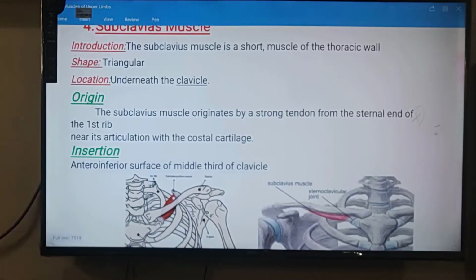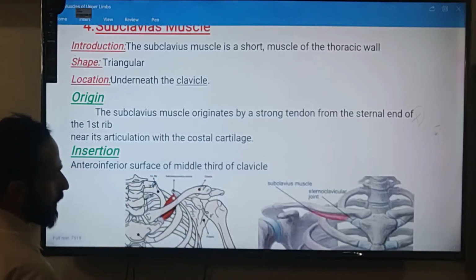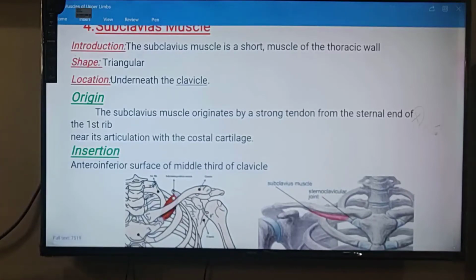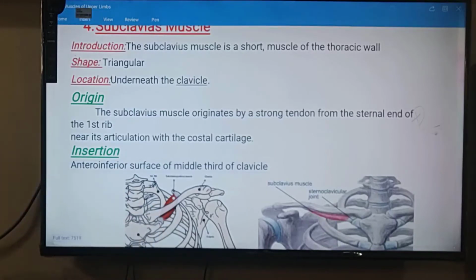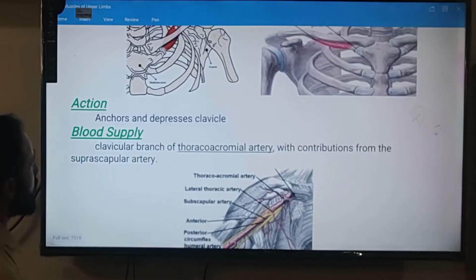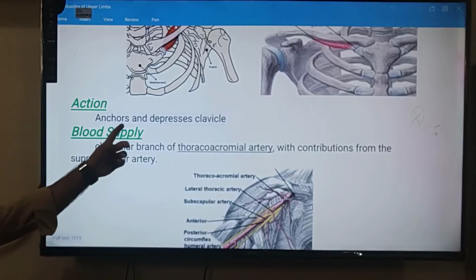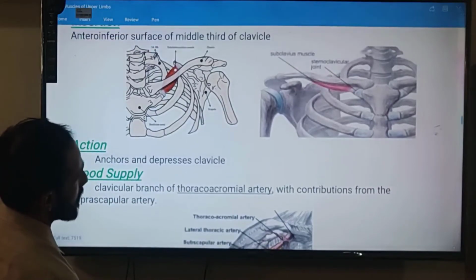And what is the insertion point of the subclavius muscle? The anterior-inferior surface of the middle third of the clavicle bone. Middle third of the clavicle bone. It will be its insertion, right? What are its actions? It anchors and depresses the clavicle.